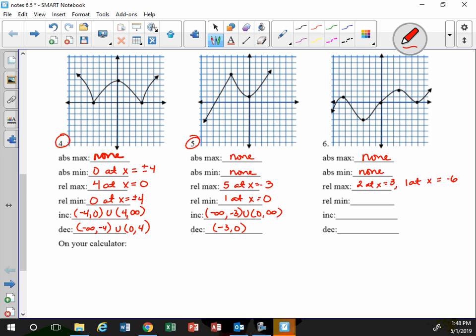All right, then relative min. Looks like we have 2 of those. What do you want to tell me? -3 at x equals -3, right? And then 0 at, yeah.